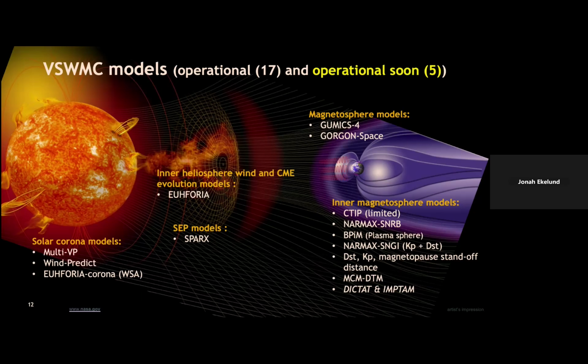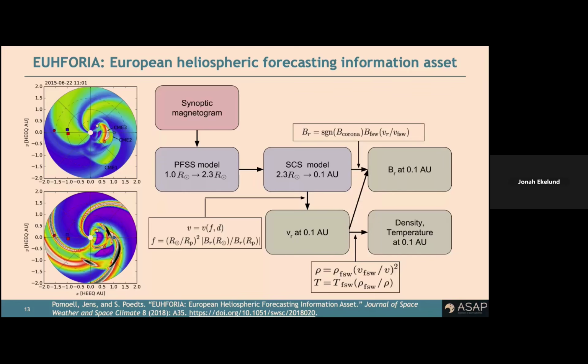And then we have a range of heliospheric solar wind modeling frameworks like EUHFORIA or ICARUS. And then once this reaches the Earth, we have lots of magnetospheric models. Again, many of them are empirical models. Some of them now are becoming machine learning models. And yeah, this is the pipeline usually, for example, for EUHFORIA.